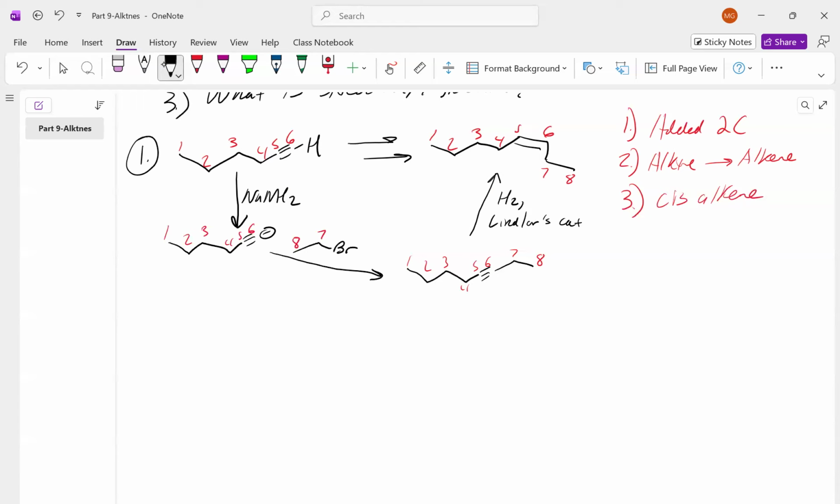So notice I did a combination: I went backwards one step and then I started at the beginning and went forward and met in the middle. And that's fine. As I said, I am not going to require you to do retrosynthesis. It's just a tactic that can help in a lot of different problems.